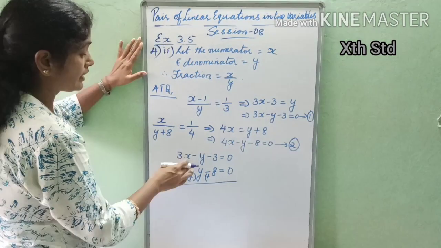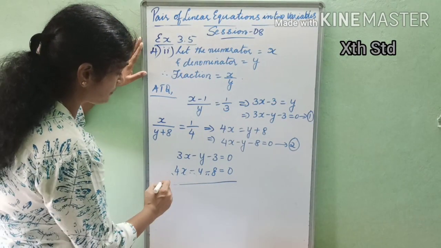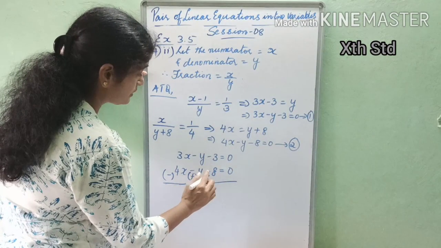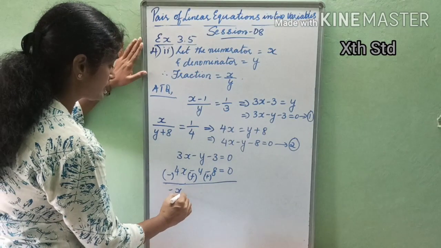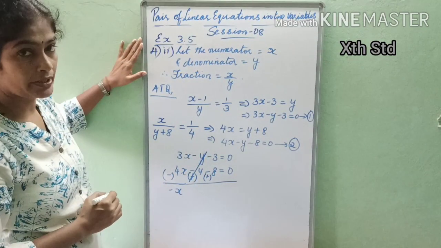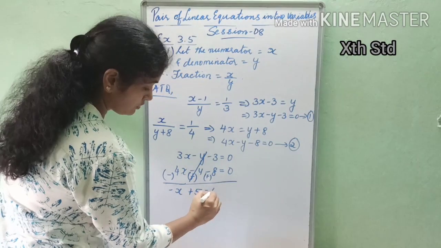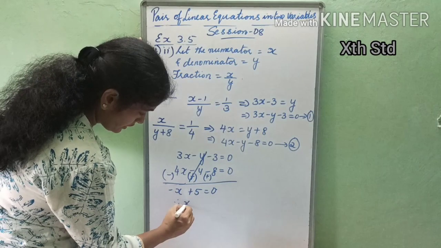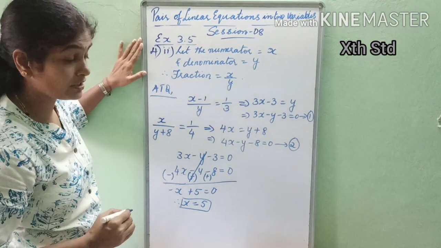Oh, if the signs are the same, we are going to subtract equation 2 from equation 1. So this becomes plus, and this also becomes plus. Fine. Now this is minus x. Minus y and plus y get cancelled, and this is plus 5 equal to 0. Therefore, you get x equal to 5.